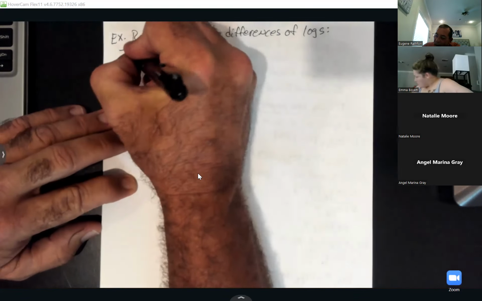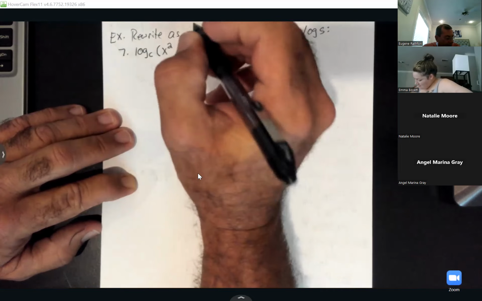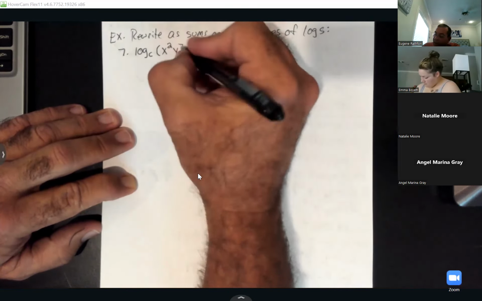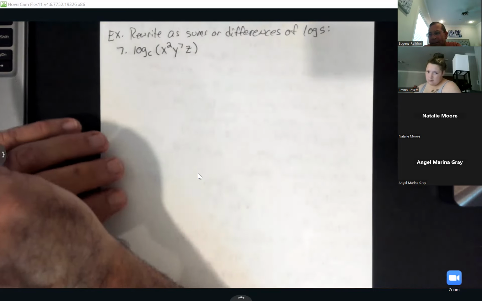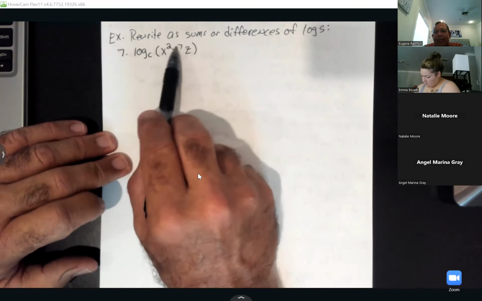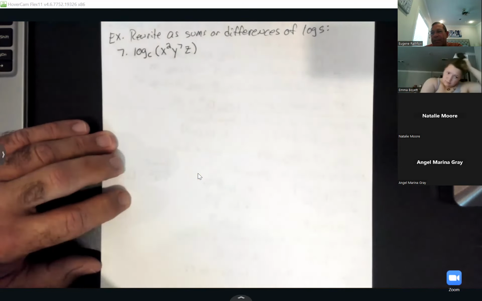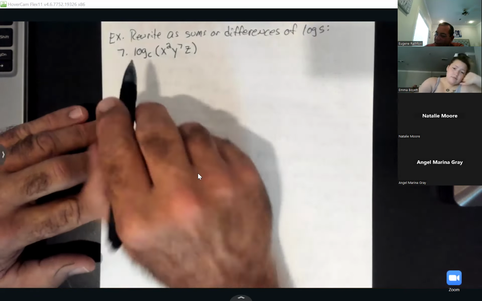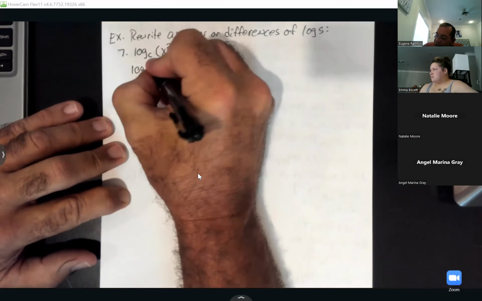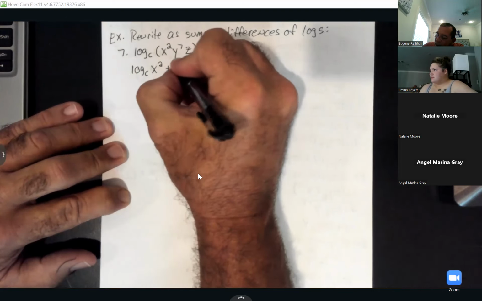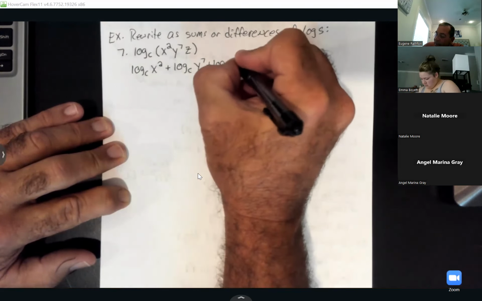So y'all, for number 7, we got a log base C, and in parentheses, I got x squared, y to the 7th, and z. So let's think about this. I've got stuff being multiplied in here. So this stuff being multiplied, are you going to write that as sums or differences? Sums, there you go. So we're going to distribute the log C to all 3 of these factors, y'all. So we got a log C of our x squared plus a log C of y to the 7th plus the log C of that z.